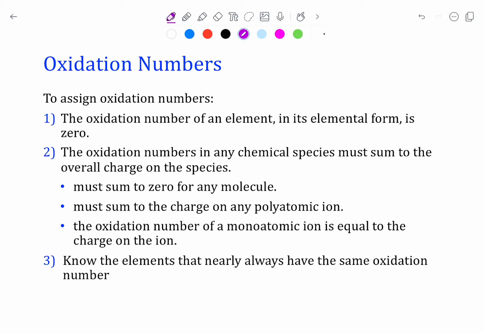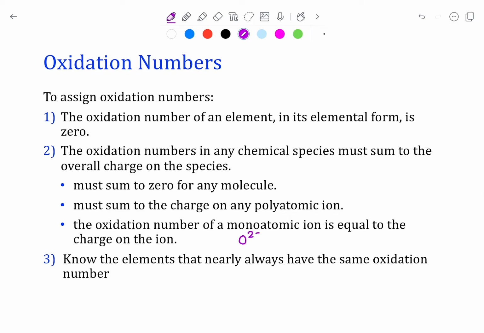And the oxidation number of a monoatomic ion is equal to the charge of that ion. So if I have O2-, then my oxygen has an oxidation number of 2-, because the oxidation numbers of my elements have to add up to the overall charge. If there's only one element and it has a charge, then the oxidation number of that one element is that charge.